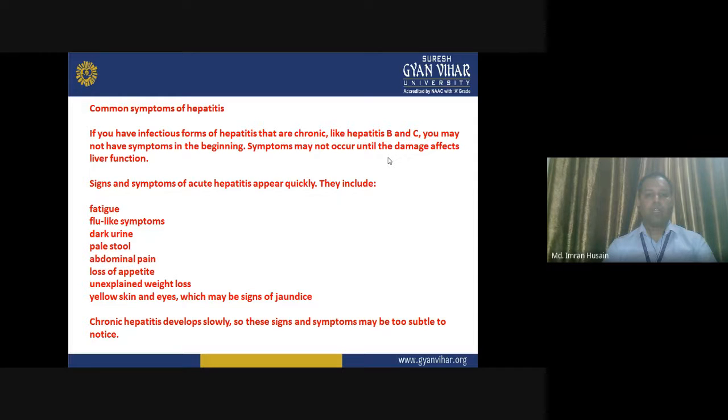Yellow skin and eyes, which may be a sign of jaundice. So these are the symptoms that appear when your liver is not functioning properly, and it might be suffering from hepatitis. Chronic hepatitis develops slowly, so these signs and symptoms may be too subtle to notice.